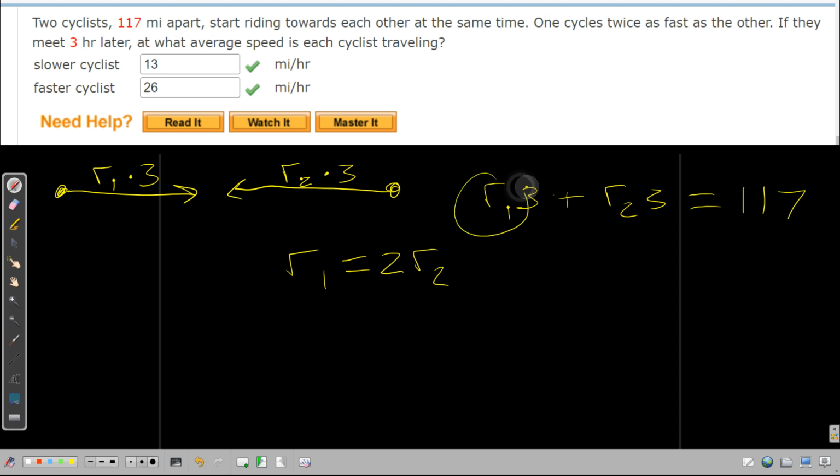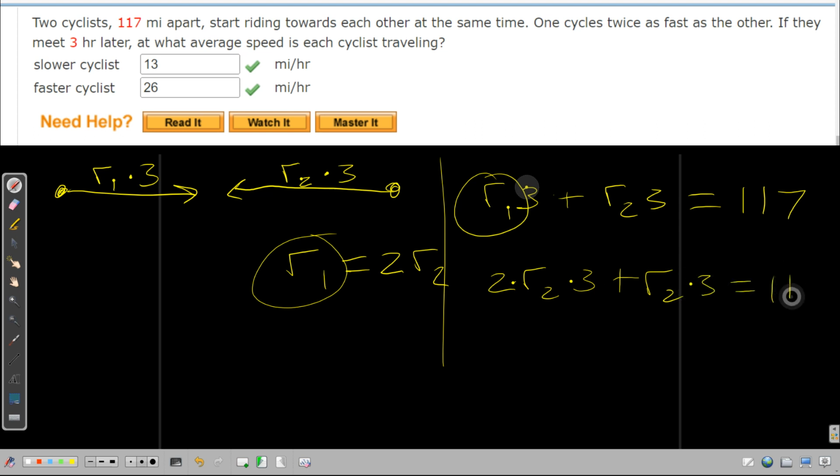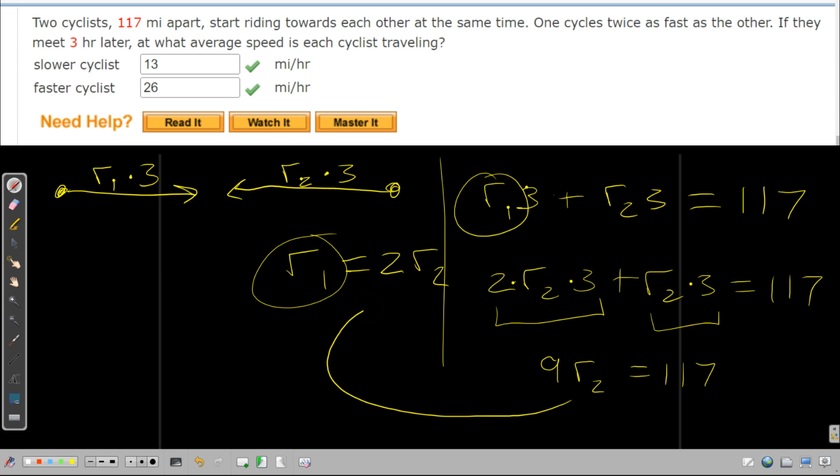So just make the substitution right there, and we'll get that 2 R2 times 3 plus R2 times 3 equals 117. So this is 6 R2 plus 3 R2. Well, you can take it from here, right? You get 9 R2 is 117. And now you can solve for R2. And once you get that number, you can backtrack up here and plug it in and solve for R1.